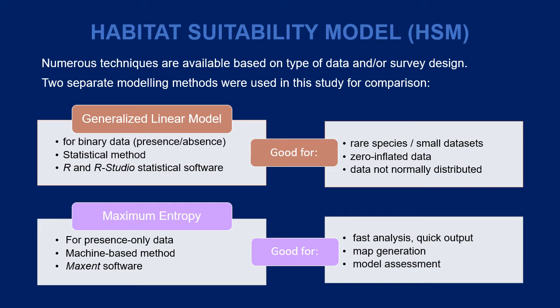GLMs are used for binary data and are good for rare species, zero-inflated data, and data that is not normally distributed. Maximum entropy is a newer machine learning method, using only presence data, and provides quick analysis and generates its own prediction map.